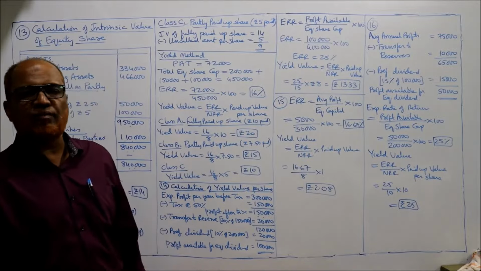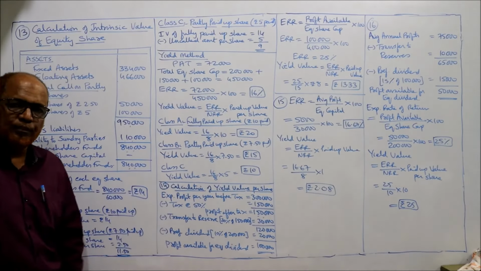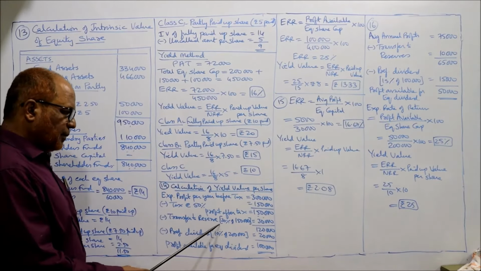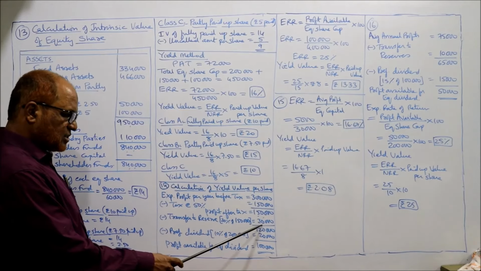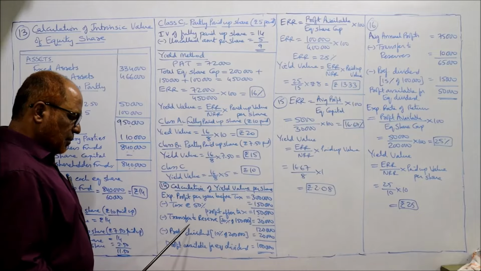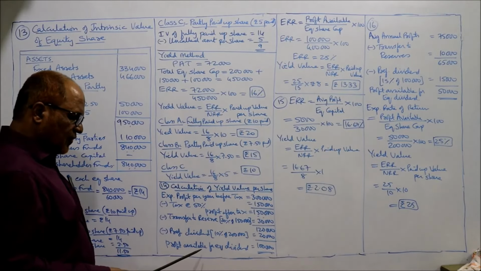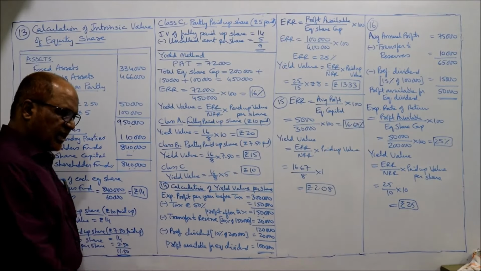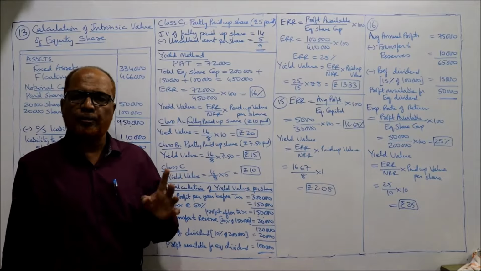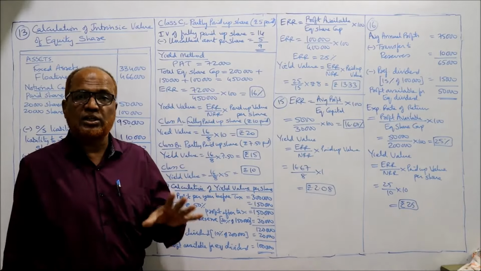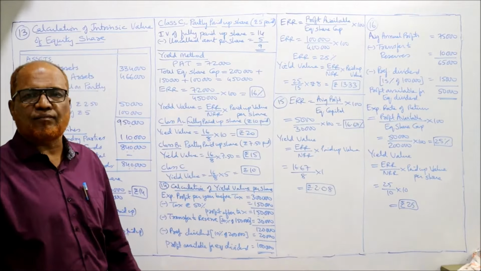It is given in the problem that every year 20% of profit will be transferred to reserves. So 20% of 1,50,000, that is 30,000, is transferred, leaving 1,20,000. Preference dividend is 10% of 2,20,000. So profit available for equity dividend is 1 lakh. 1 lakh rupees profit is available for what? For equity dividend. With the help of this we can find out ERR.